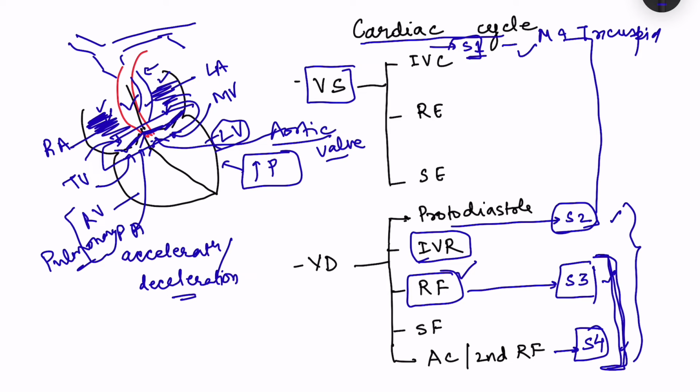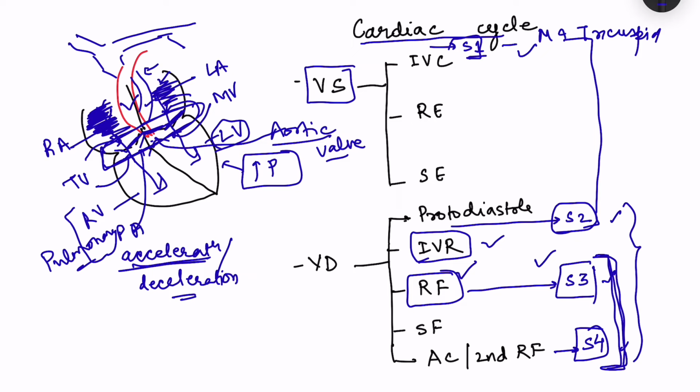So at the end of the isovolumetric relaxation, there is opening of these AV valves, and this causes sudden gushing of the blood which is present in the right atrium and left atrium into the ventricles. So this sudden acceleration of the movement causes S3, which is a low pitched sound.